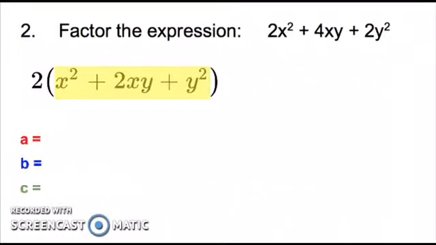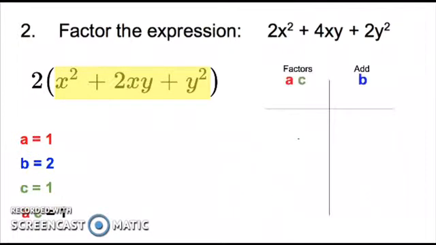So let's write our a, b, and c. So a is 1, b is 2, and c is 1. AC is going to be 1. 1 times 1 is 1. So now let's make our t-chart. AC is 1 and B is 2. So we want factors of 1 that add up to 2. So we'll have 1 plus 1 equaling 2 and 1 times 1 equaling 1.